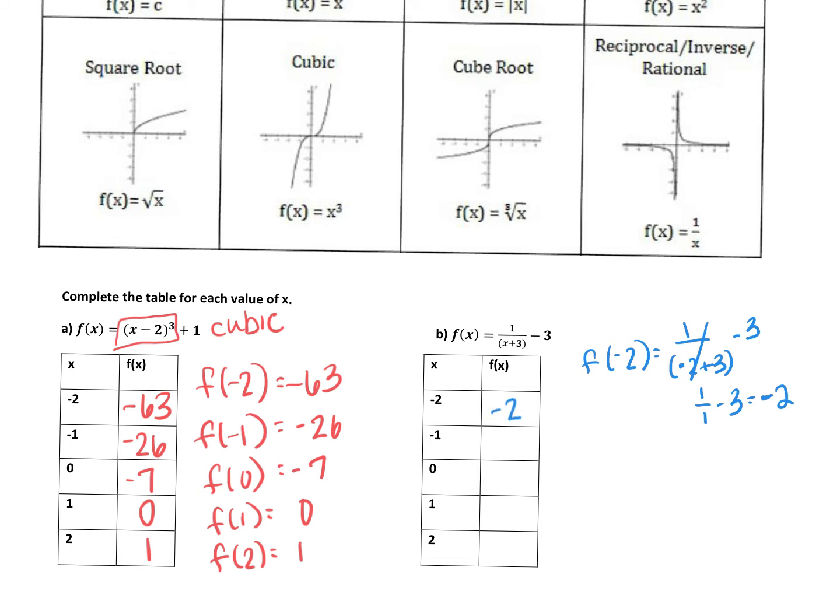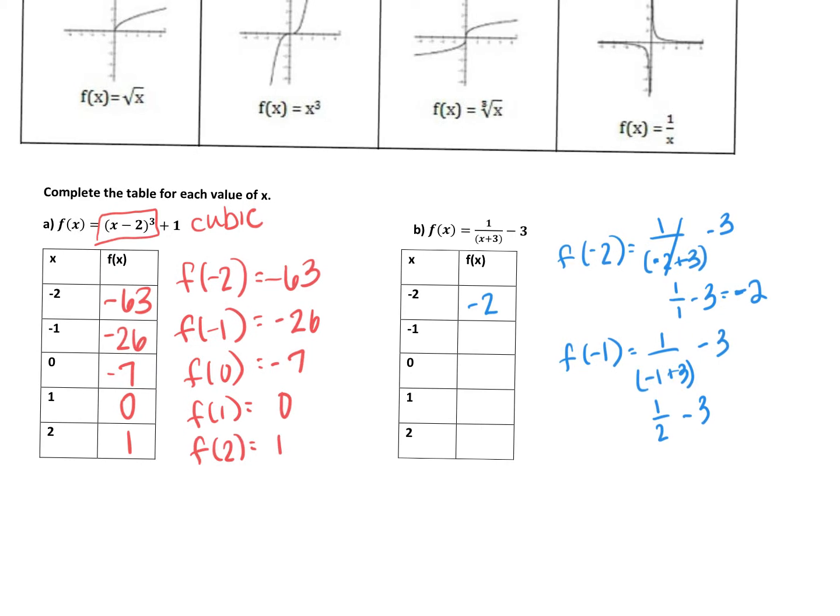So this is -2. F of -1 is equal to 1 over -1 plus 3, minus 3. This right here, -1 plus 3 is +2, so that's just 1/2 minus 3. Now remember, when we have fractions, we need the common denominator, so we need to turn this 3 into halves. So I just need to multiply 3 by 2 and I get 6. So this is just 6/2. So that's 1/2 minus 6/2. That is -5/2.